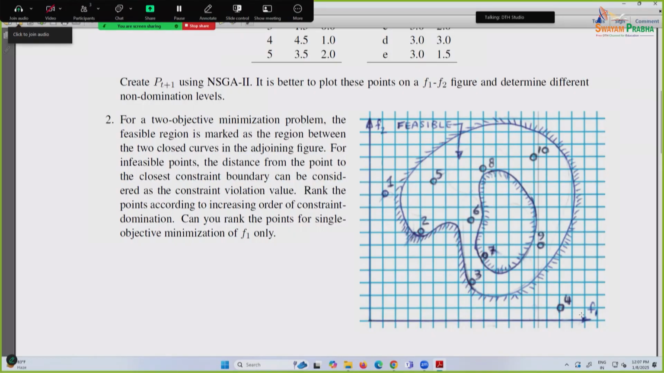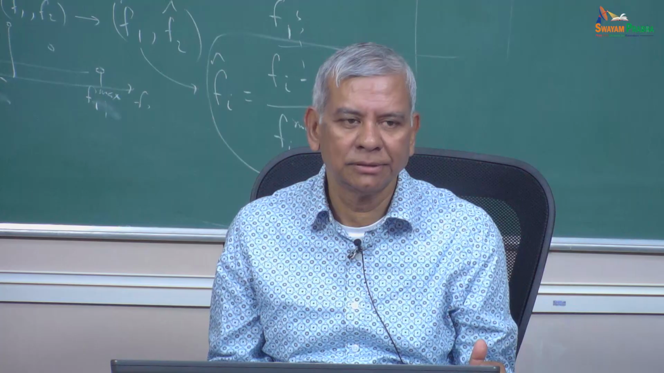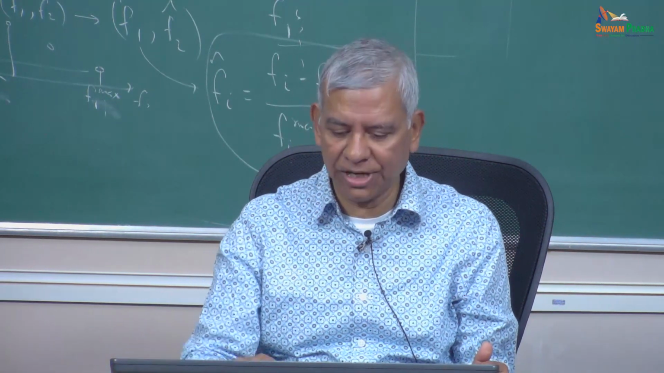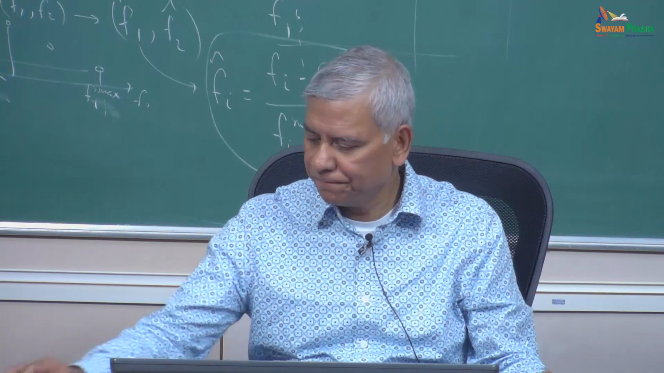And the last line says, can you also rank the points for single objective minimization of F1? So now if you are interested in only F1, so I am minimizing F1, can you rank them again? I don't care about F2. So there will be a different ranking. Can you do that? So there will be 2 rankings you are going to put here, one for the 2 objectives, one for single objective. This exercise will give you a good idea of how to handle constraints. Okay.